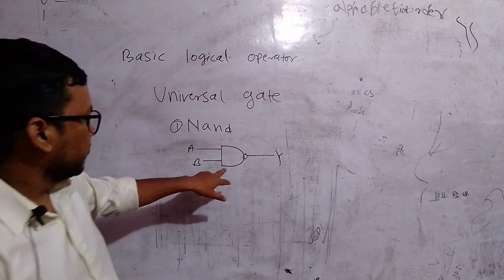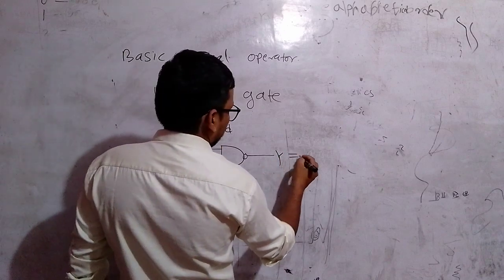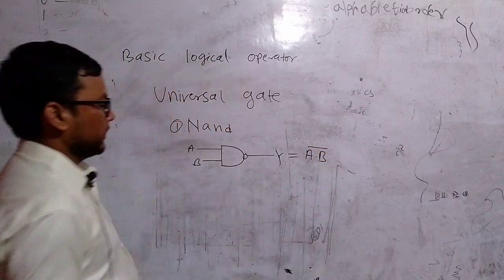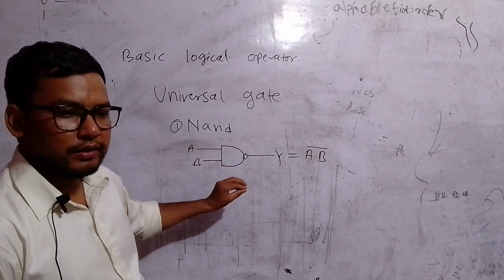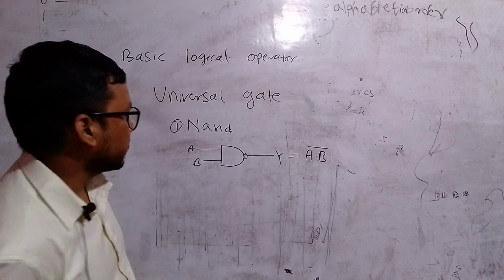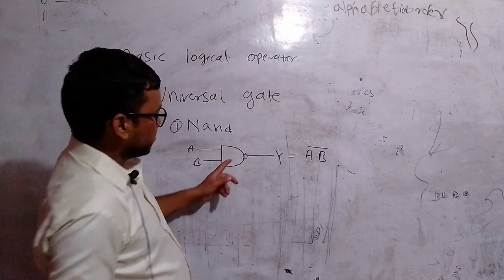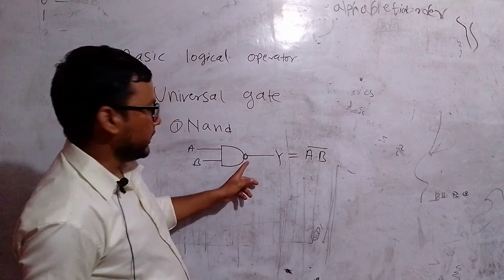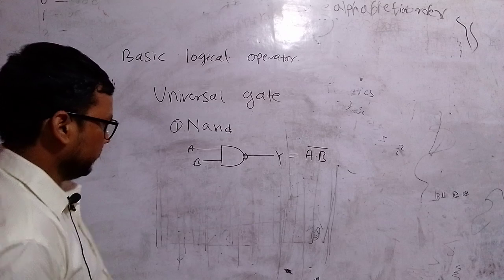Now this is the diagram of the NAND gate. What would be its output? The output of the NAND gate would be A dot B complement. The NAND gate performs the AND operation and then does the NOT operation on the output of the AND operation. This is similar to the AND gate except a small circle is appended at the end. Now these are the inputs. This is called the two input NAND gate.